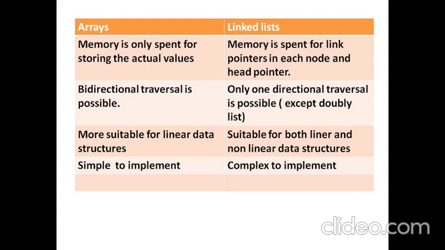And arrays are more suitable for linear data structures, because in linear data structures a node is going to have only one predecessor and one successor, and that is also the nature of an array. So it naturally suits the implementation of linear data structures. But linked lists are flexible, and they can be used for both linear and non-linear data structures.